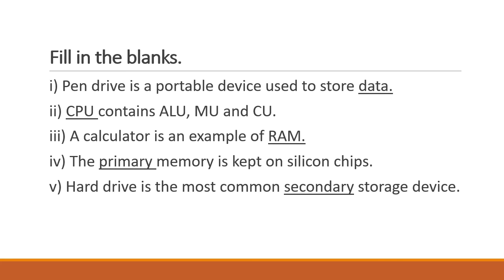Our next question is, fill in the blanks. First filler given to us is pen drive is a portable device used to store data. Second filler is CPU contains ALU, MU and CU. Third filler is a calculator is an example of RAM.